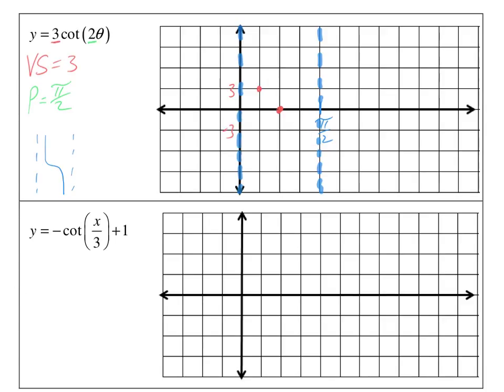I'm going to go down 3 right there. And then I'm going to make my cotangent graph look like that. That would be one period of my cotangent graph.